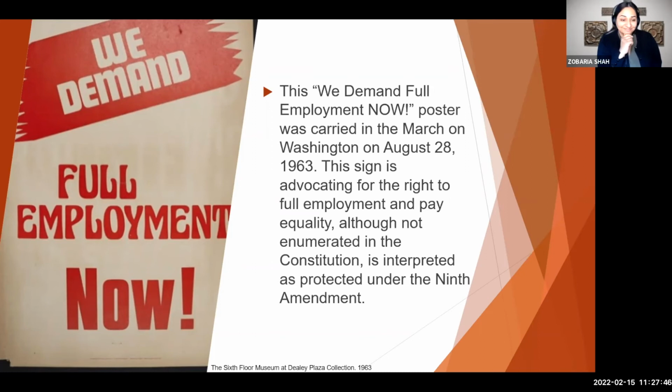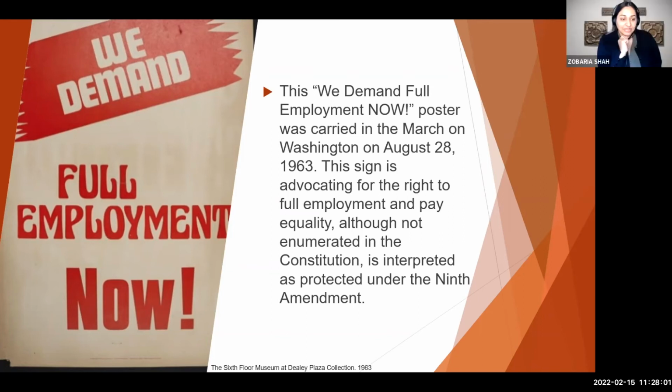Go ahead, Edgewood. It marks how all people should be treated equally no matter what they look like or who they are.